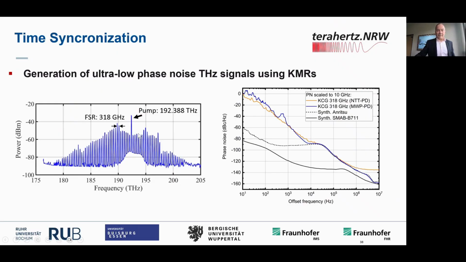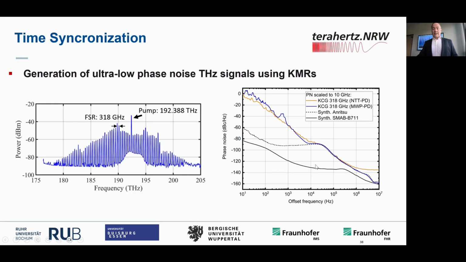Now we have high frequency photodiodes, our own photodiodes. We can use our own photodiodes to generate then the 318 gigahertz signal, and we can measure the phase noise of this terahertz signal by down converting it to a lower frequency. And that's what you see on the right hand side.